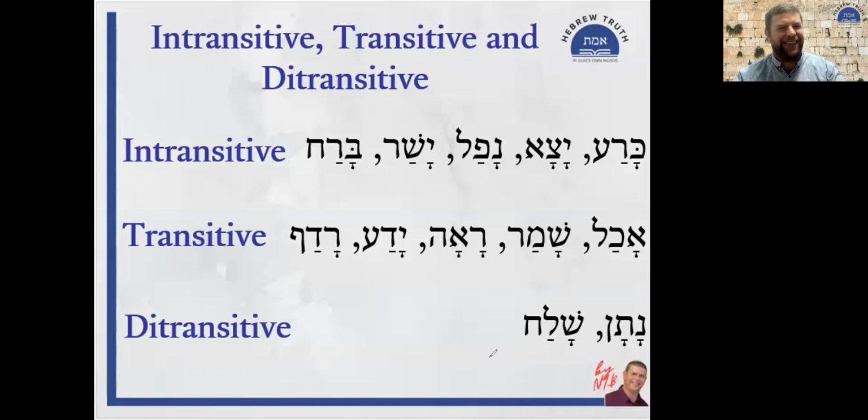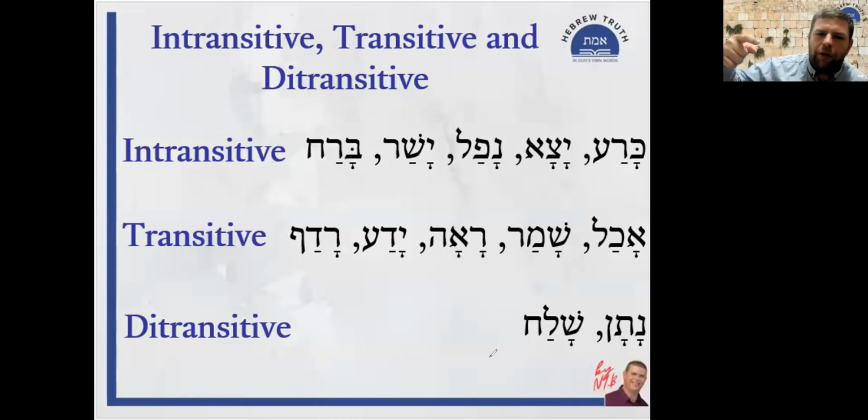So achal tapuach, we can make it easier, right? An apple. Shamar et ha'ir, he guarded the city. Ra'a et beito, he saw his house. Yada et chava ishto, and Adam knew Eve, his wife. Radaf et bnei Amon, he chased the sons of Amon, the Ammonites. These are all transitive verbs. They take a direct object. So far, are you with me?